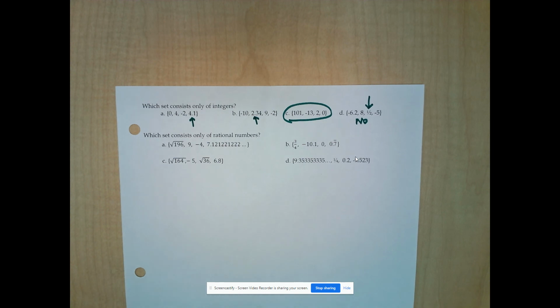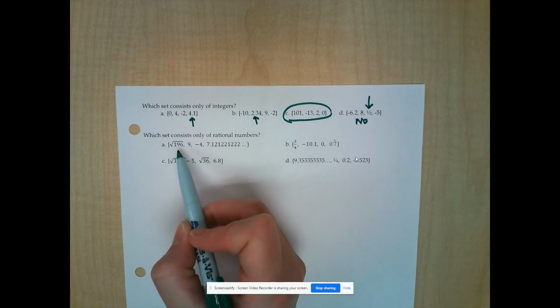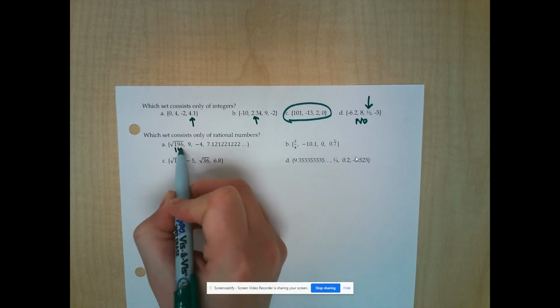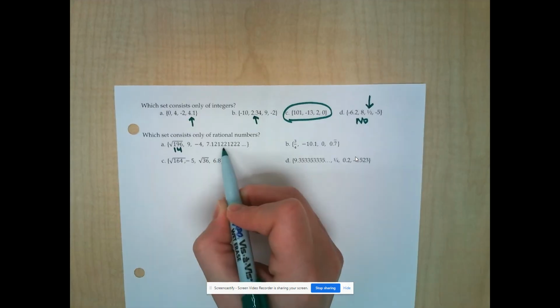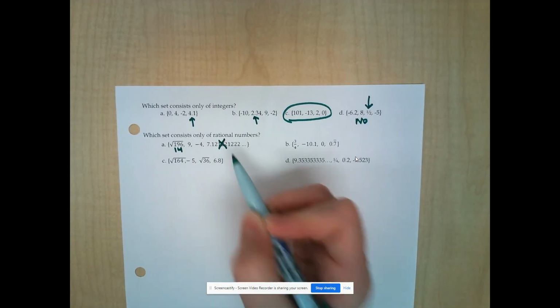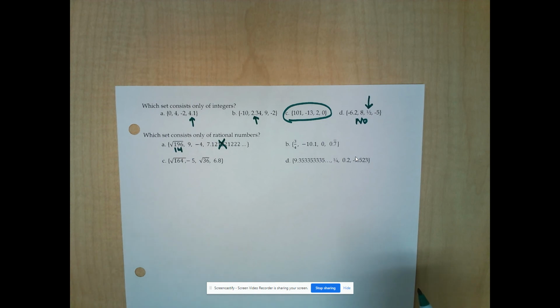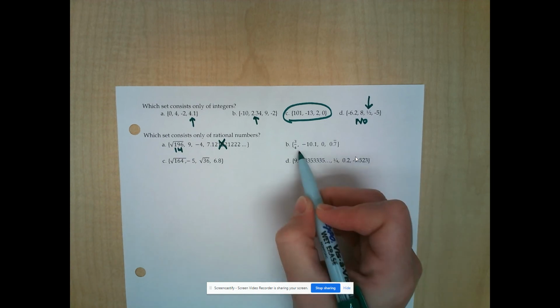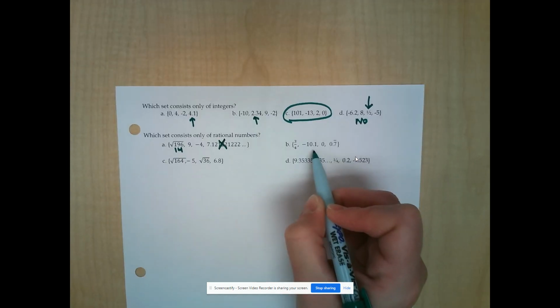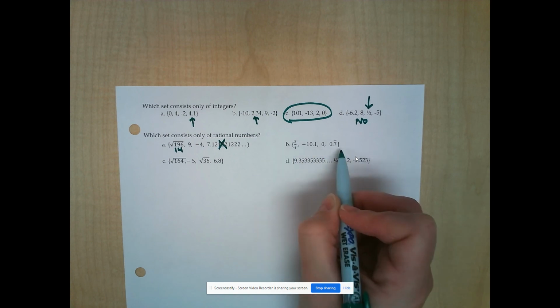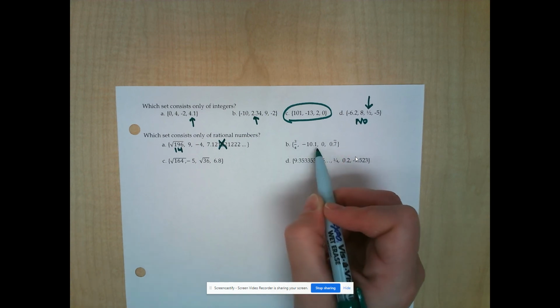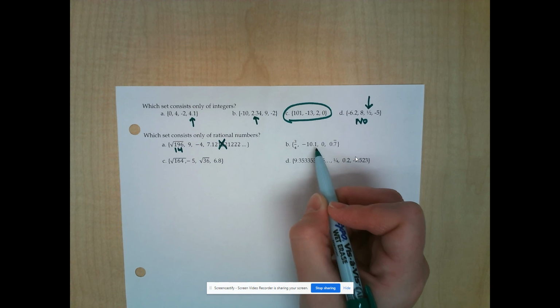Excuse me. Which set consists of only rational numbers? All right, so the square root of 196 is 14, 9, negative 7. Now this one, can I write it with a repeating bar? 1.2122122212... Nope, I cannot use a repeating bar because the pattern is not consistent. So I've got 3/4, negative 10.1, 0, 0.7 repeating. This one looks very promising. I've got a repeating decimal, I've got a fraction, I've got a decimal. Those are all good because that decimal is terminating, right?